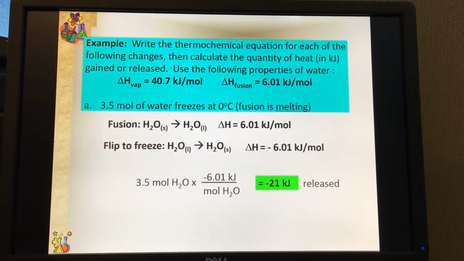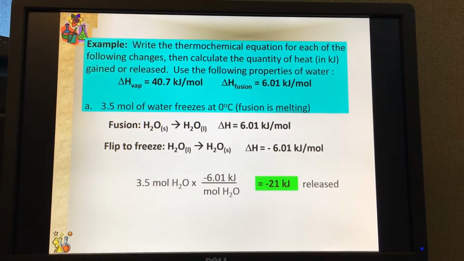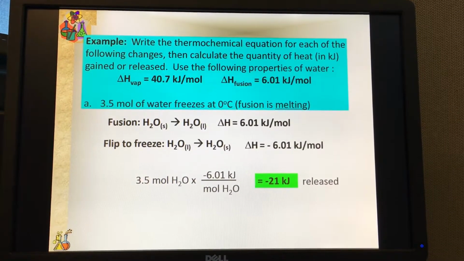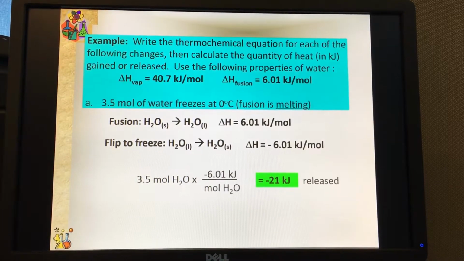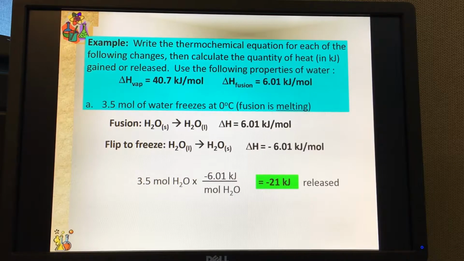So to review, we took our fusion equation and flipped it to figure out what the enthalpy of freezing would be. We then applied that to a thermochemical stoichiometry problem, converting moles of water that freeze into heat that's released when that water does freeze.